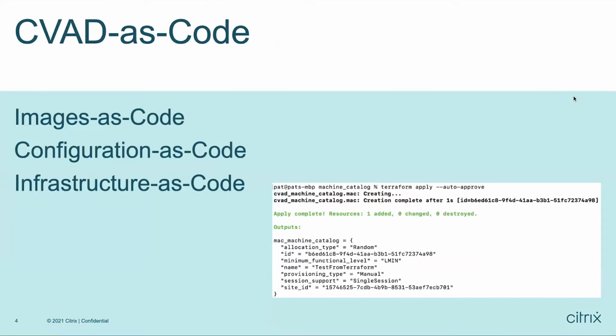So let's focus in a little bit on CVAD-as-Code, and I'm going to talk about 3 specific areas here. Images as code, it's a fairly well-worn path now. I've seen a few conference presentations on the topic. There are pretty mature tools there. Configuration as code is another area where there exists Citrix tooling in the form of the automated configuration tool. And then I'm going to get into infrastructure as code, which is where things get really interesting, and we're kind of out on the edge of what exists right now.